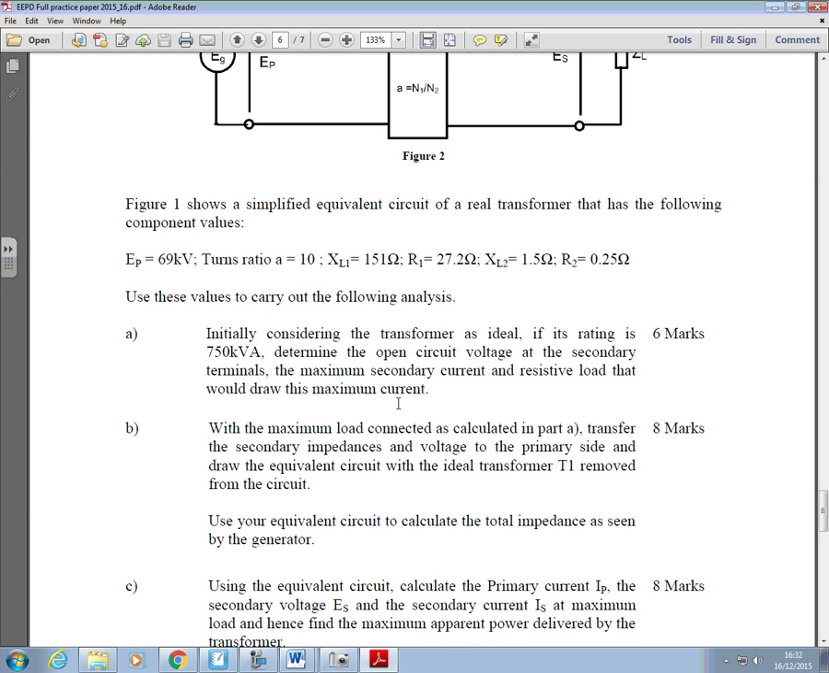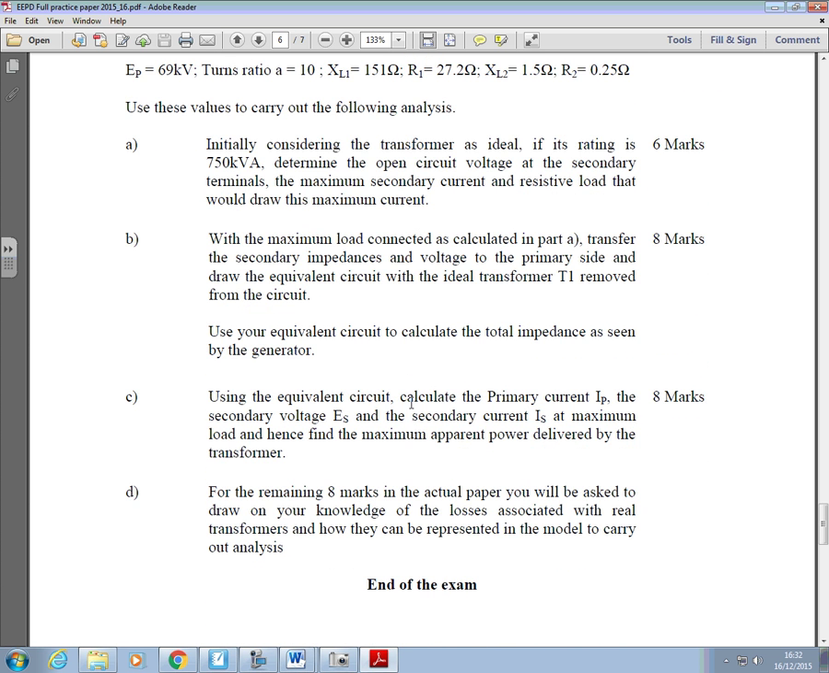So you're going to work through that question again. For the last part, the remaining 8 marks in the actual paper, you'll be asked to draw on your knowledge of the losses associated with real transformers and how they can be represented in the model to carry out analysis. So you might be asked what other losses there are and how they're represented, or what those components represent in a real transformer.